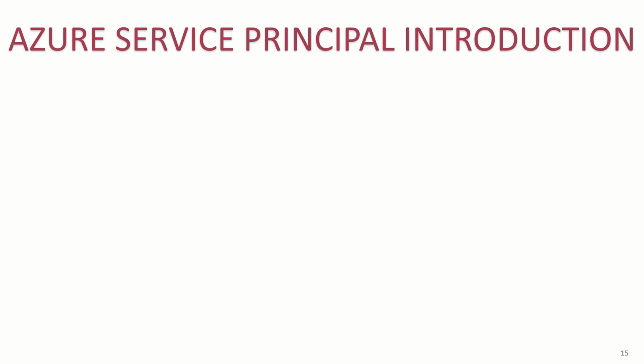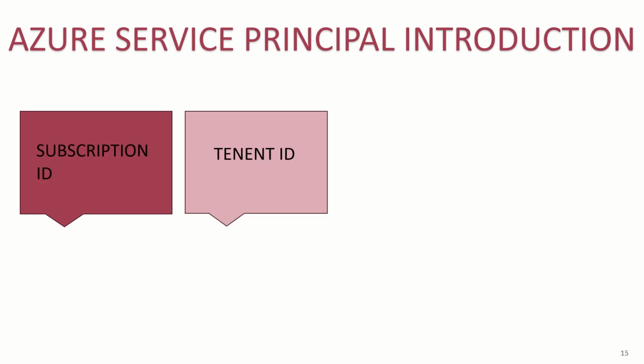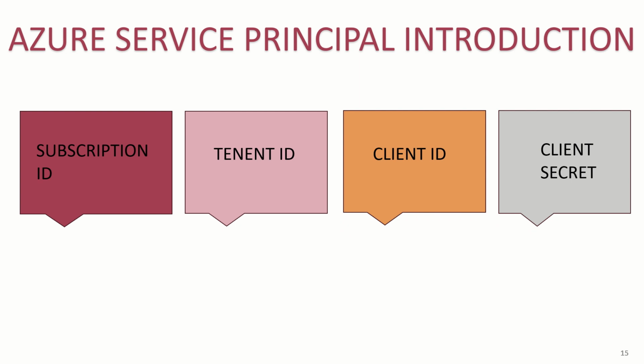Just like in order to log into any portal, we need username and password. Similarly here, Terraform needs some connection so that Terraform can interact with Azure and it can create resources over there. So let us understand what this service principal actually is. A service principal consists of four things. One is subscription ID, second is your tenant ID, third is your client ID, and the fourth one is your client secret. The combination of all these four is known as service principal in Azure.